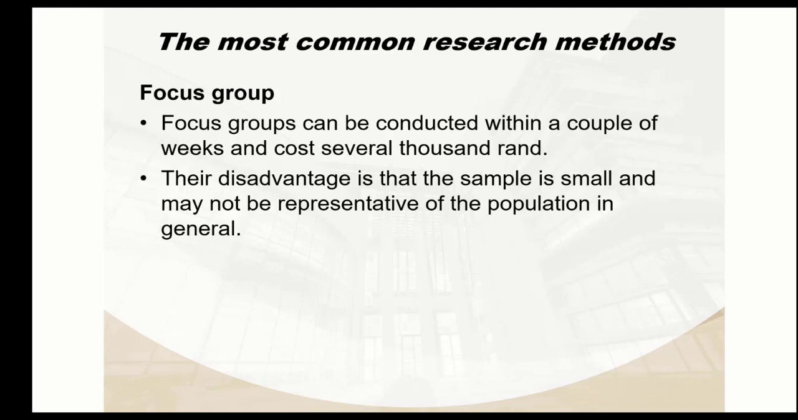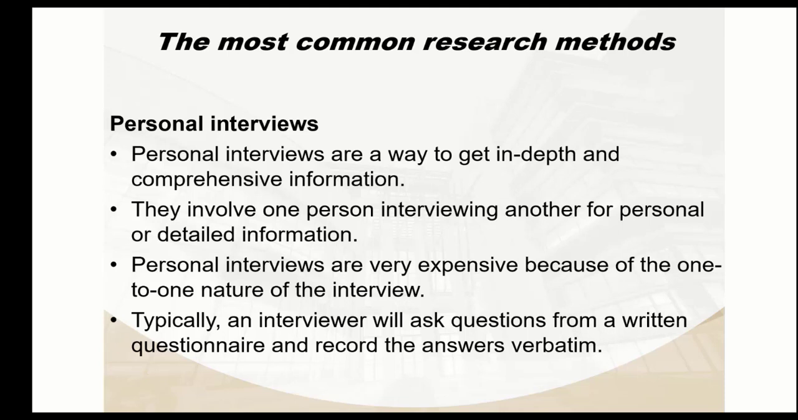Their disadvantage is that the sample is small and may not be representative of the population in general. But this is the fastest way of collecting data, because you don't have to have too many focus groups. 4 focus groups or 3 can assist you to collect data and finalize your report. Then the other one is personal interviews. These are a way of getting in-depth and comprehensive information. That is where you meet people. You have got questions that you want to ask them. You either have this as quantitative or qualitative, but you sit with a person and you engage a person.